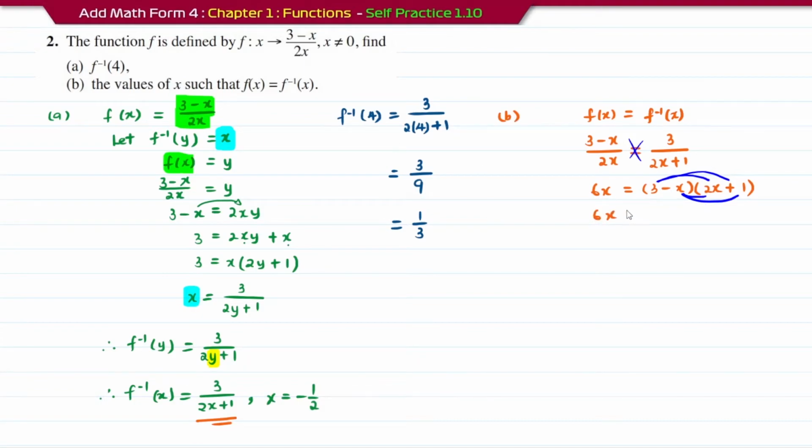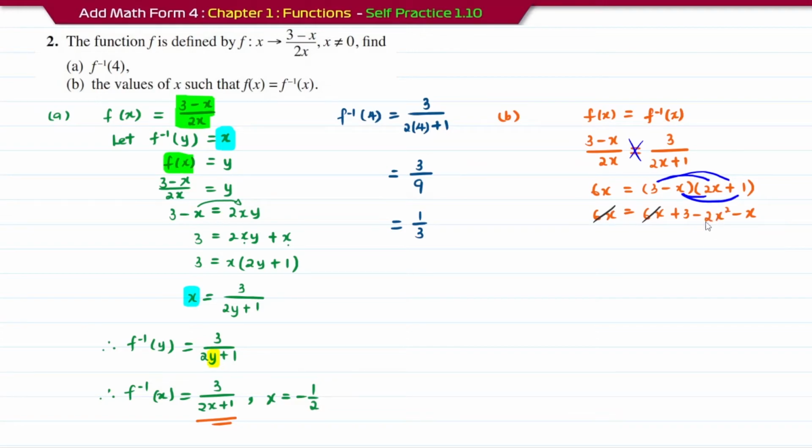So 6x is equal to, the first one, 3 times 2x, 6x. Later on, plus 3 minus 2x squared and minus x. If you look here, this is a quadratic equation as the highest power of x is 2. To find the value of x, first write these equations in general form. On your left hand side, you have a positive 6, and on the right hand side, you also have a positive 6. Therefore, we can cancel out this 6x here.